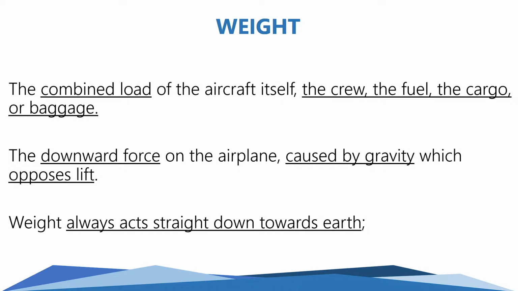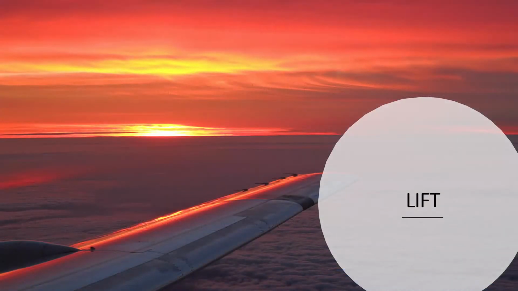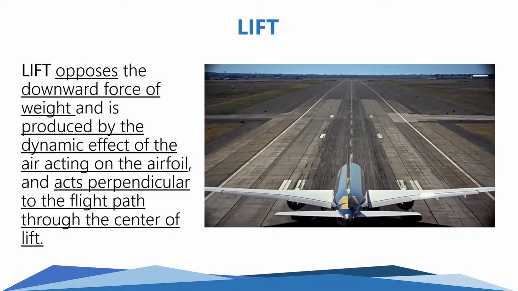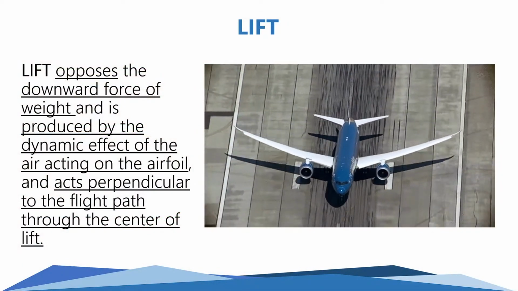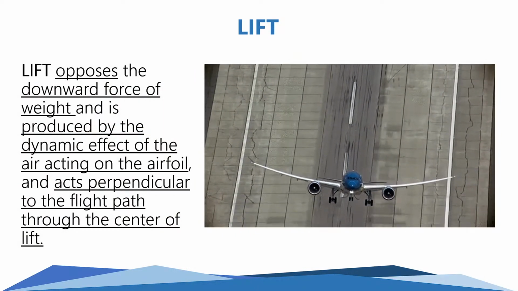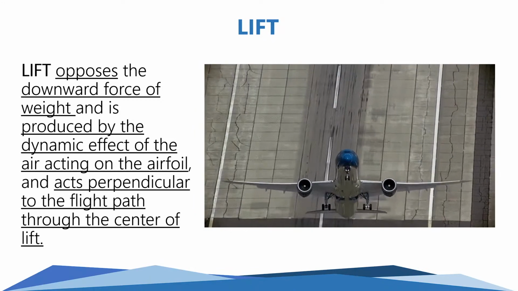The last one that we have is going to be called lift. We talked a little bit about this before. So lift opposes the downward force of weight and is produced by the dynamic effect of the air acting on the airfoil. It always acts perpendicular to the flight path through the center of lift.